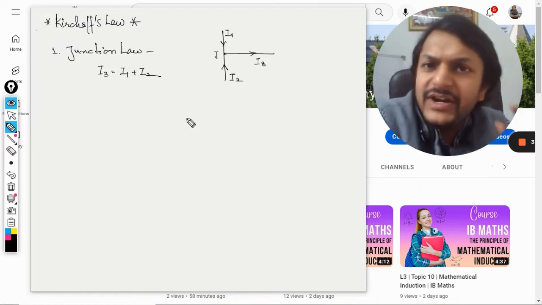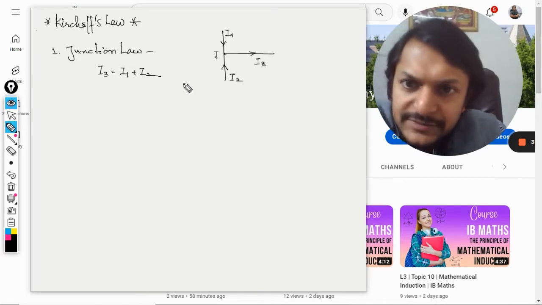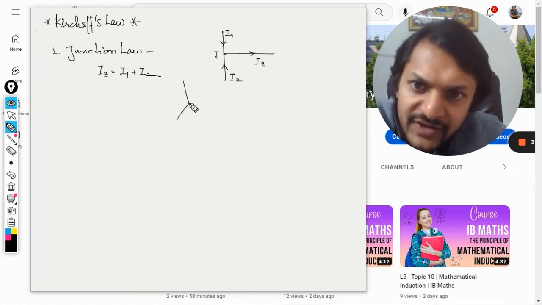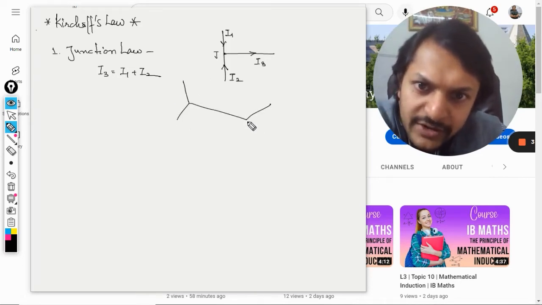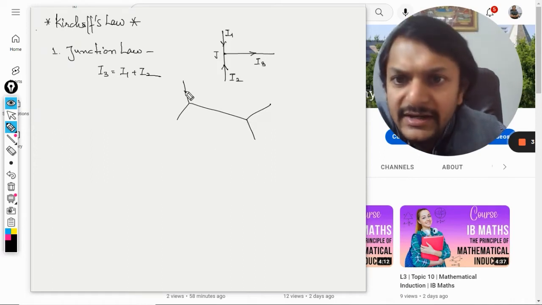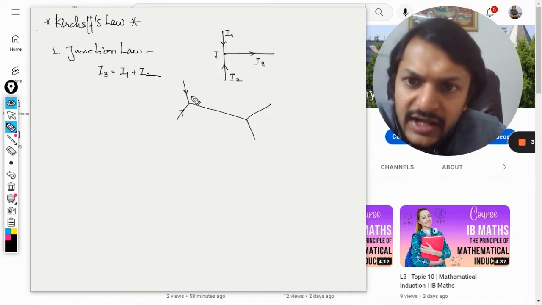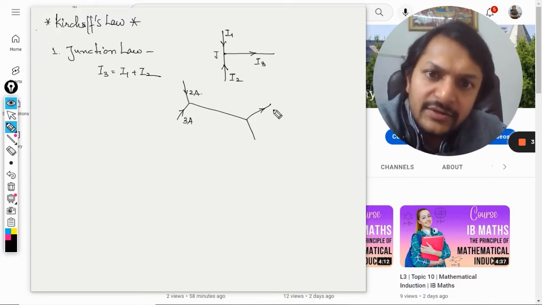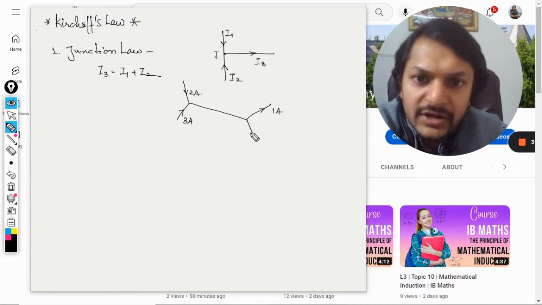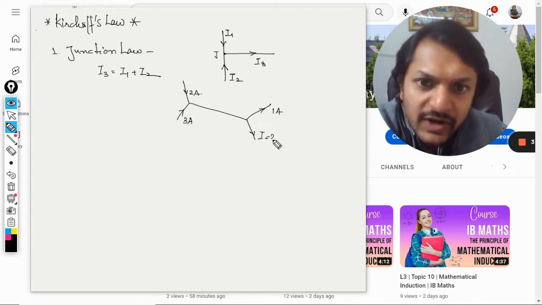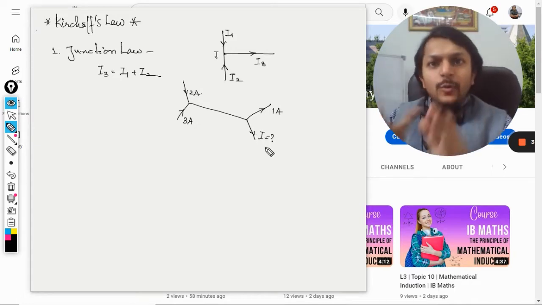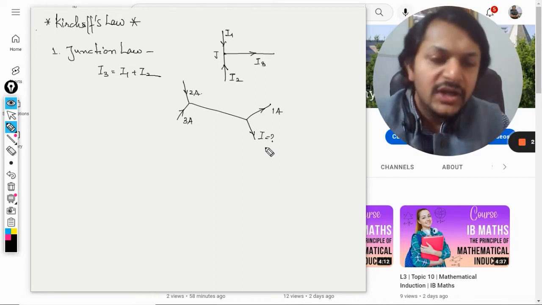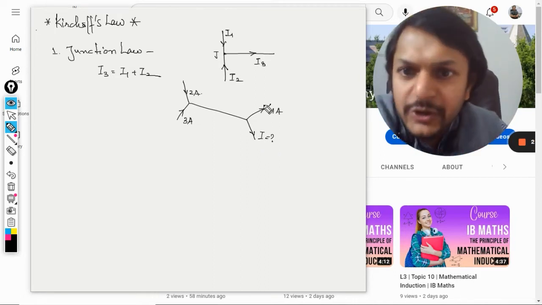There is one very simple example that I can give you. Let us say we have this arrangement of wires, with the current here being 2 ampere and here 3 ampere, and the current moving out through this wire is 1 ampere. Can you tell me what will be the current in this wire? You can pause the video and try it, but I am now going to explain what is happening.